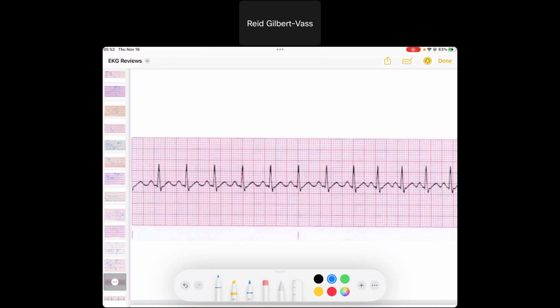All righty, let's go through this. We've got a regular rhythm throughout. We've got 300, 150, 100, so maybe 130 beats per minute. All right, we've got P waves in front of our QRS with a PR less than 200 milliseconds, and so we would call this sinus tach.